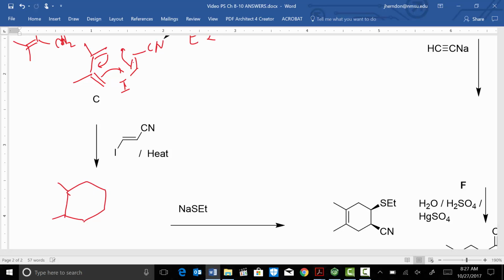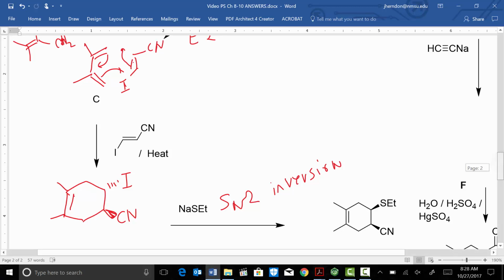Okay, this is a symmetrical compound, and remember that the stereochemistry is retained because it's a syn addition. So the iodide and nitrile should be trans, and then this last step we're doing an SN2, which goes with inversion, and that produces the final product.